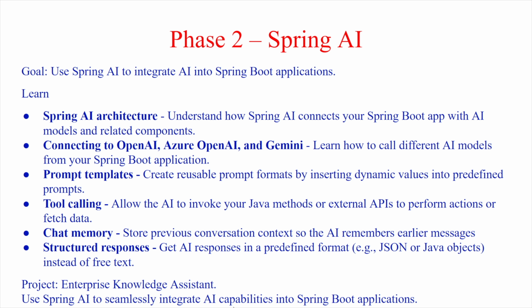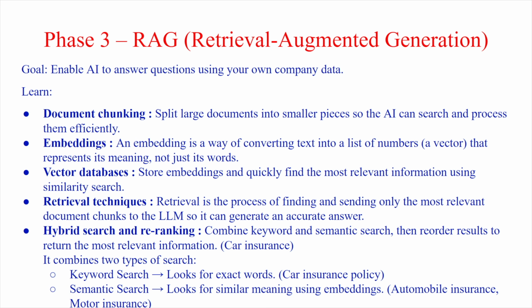With this, when you understand how your Spring Boot will integrate with Spring AI, the next phase will be phase 3, where you will learn about RAG. Now, RAG is Retrieval Augmented Generation. The goal is to answer your questions using your own customized data. Now, remember two or three very important things when it comes to RAG. This is generative AI kind of stuff, where you ask something and you expect an answer.